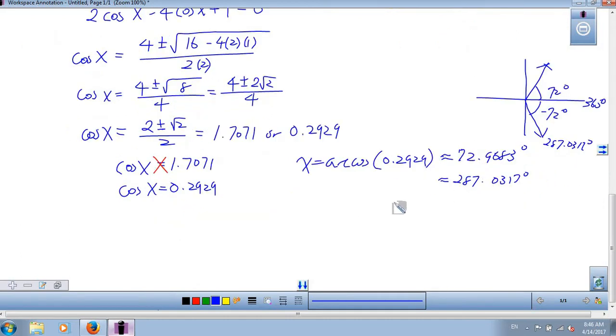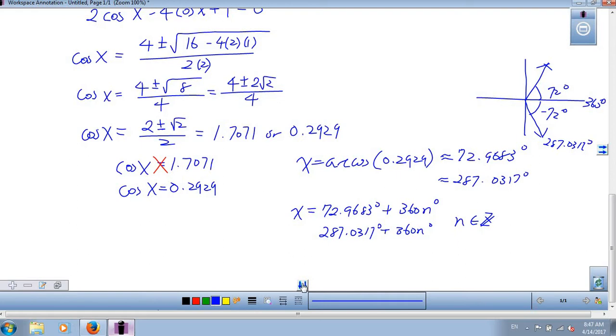So how do I write that in general solutions? Well, I remember the pattern is what? The period for cosine is 2 pi. So I can write 72.9683 degrees plus 2 pi. Well, what's 2 pi? 2 pi is 360. So it's 360 n degrees. Okay, and then it's also equal to 287.0317 degrees plus 360 n degrees, and n belongs to the set of all integers. So this is the way to represent the general solution for this equation.